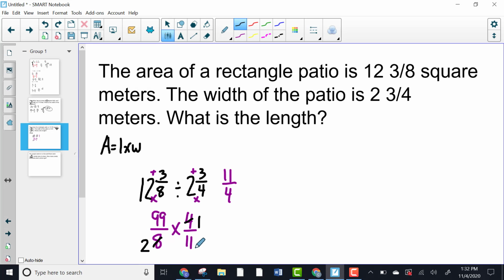Now I take a look at my 11, so we're going to cross simplify there. What number can go into 11 and 99? 11 goes into 11 one time. 99 divided by 11 is 9. So now we have much easier numbers to work with. 9 times 1 gives me 9. 2 times 1 gives me 2. Much easier than 396 over 88. Now we take this 9 over 2 and make that into a mixed number, and that's 4 and 1/2 for our answer.